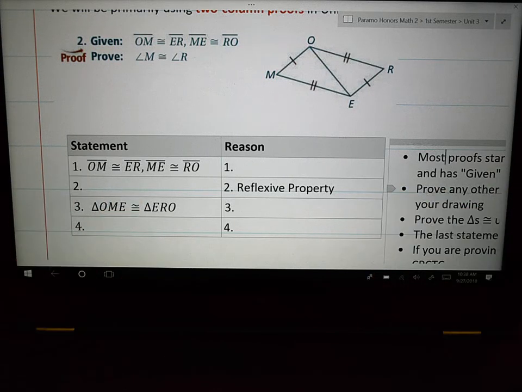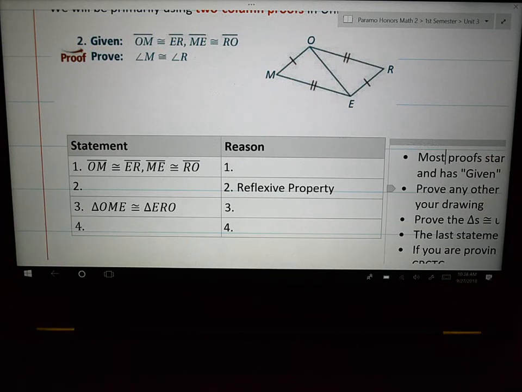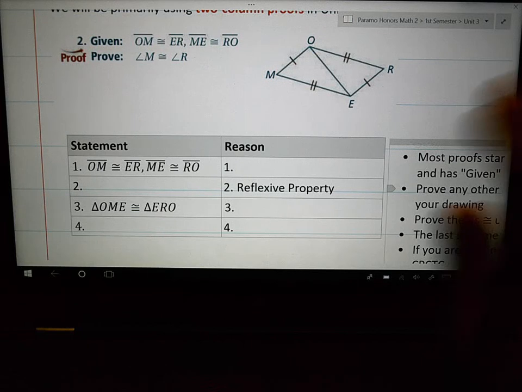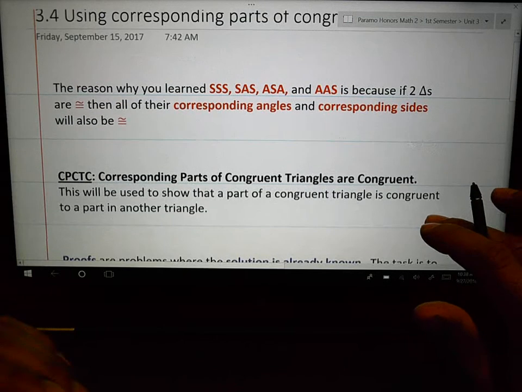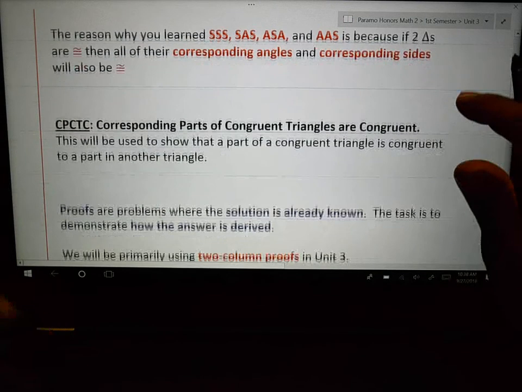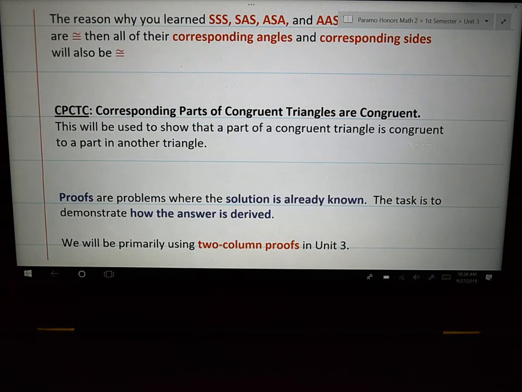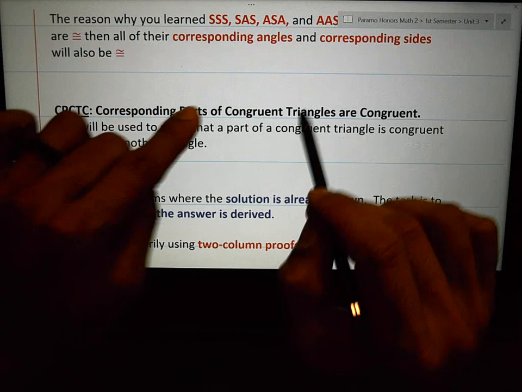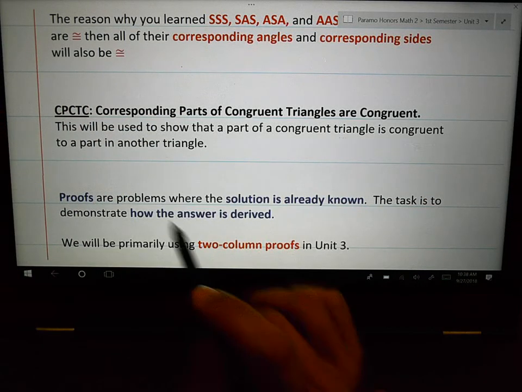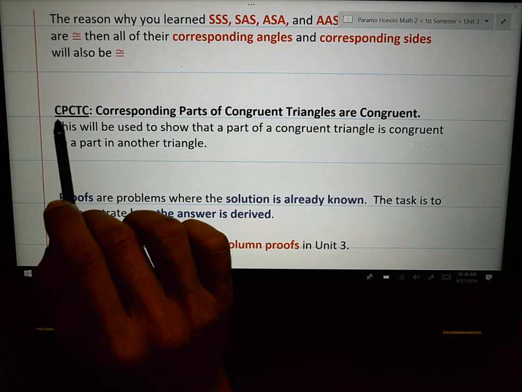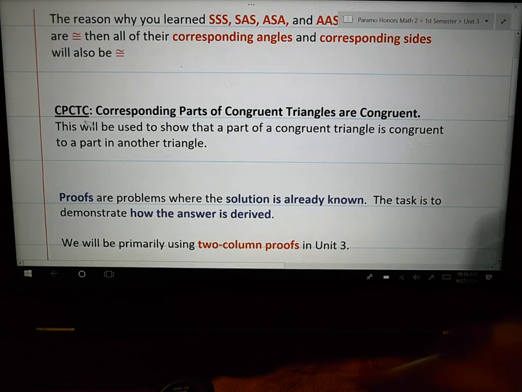But that's because they didn't have somebody like me who thoroughly understands it and can explain it in such a way that it's going to be like the easiest thing that you've ever done, right? Before we get into those things called proofs, we need to cover a concept called the corresponding parts of congruent triangles are congruent. There's an abbreviation for this really, really long thing called CPCTC. CPCTC stands for the corresponding parts of congruent triangles are congruent.